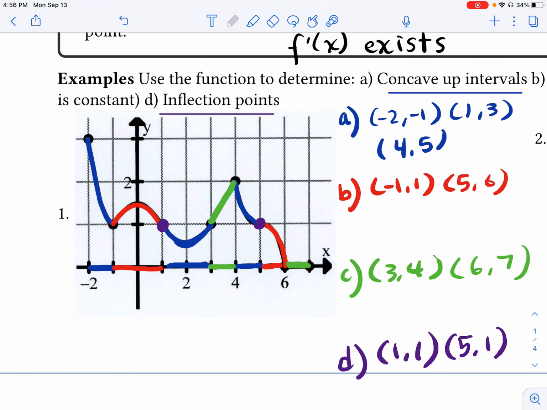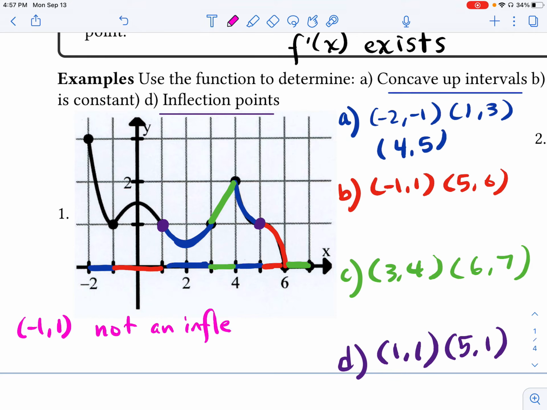Now, some of you might be wondering, what about (-1, 1)? Why wouldn't that be a change in concavity? Well, if you look at it carefully, there looks like there's a sharp turn. So at (-1, 1), not an inflection point.